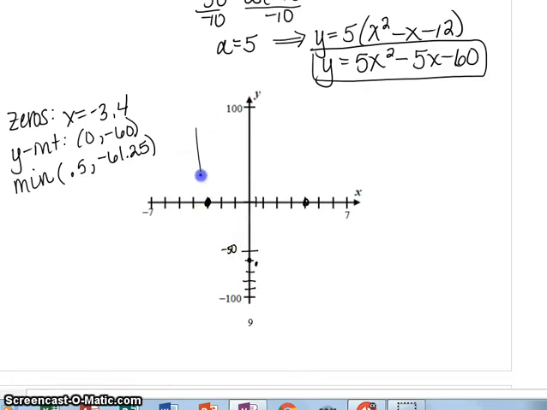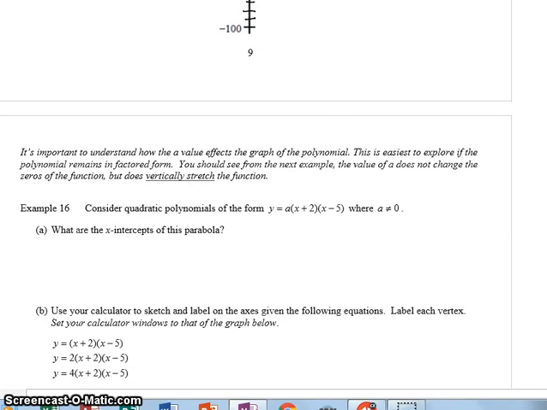So now I have the quadratic that looks like this. And again, it's more of an accurate drawing there. So there's my y equals 5x squared minus 5x minus 60. Okay? Moving on to example 16.